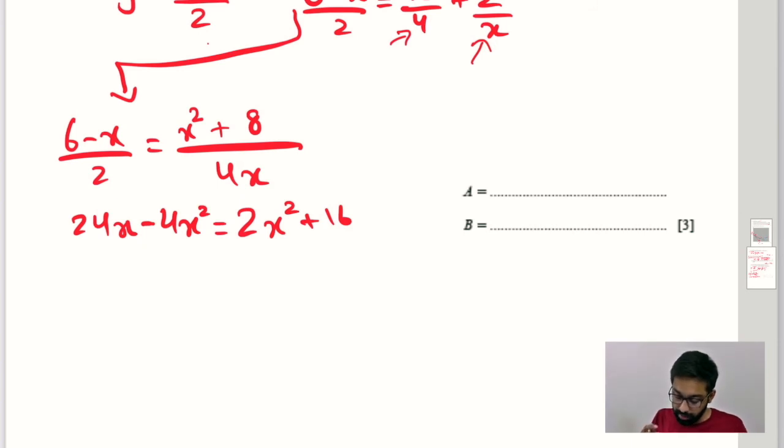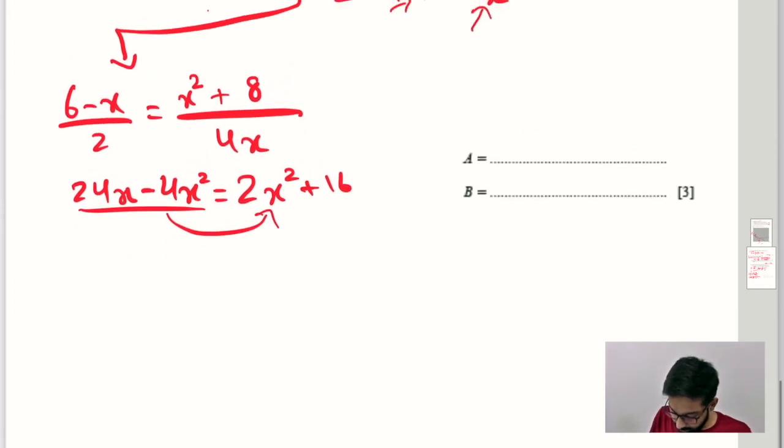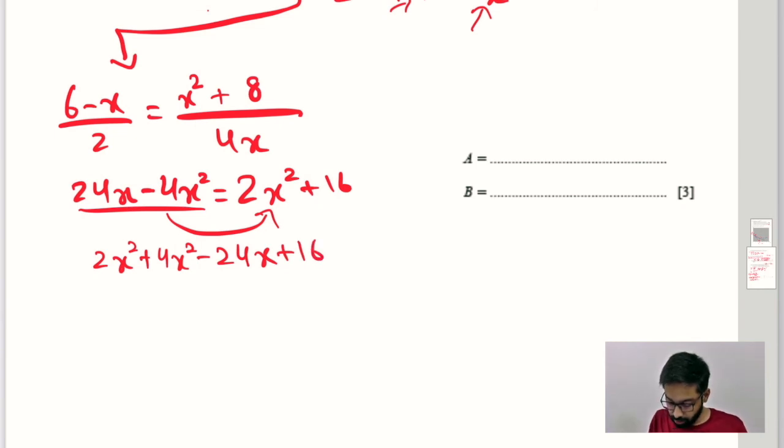Now we can bring everything on one side of the equation to make it easier for us. So I take this side and bring it to the right. When I do that, I get 2x squared plus 4x squared minus 24x plus 16. Now if I join them together, I get 6x squared, minus 24x plus 16. Sorry, it's a minus sign over there. So we have 6x squared minus 24x plus 16.